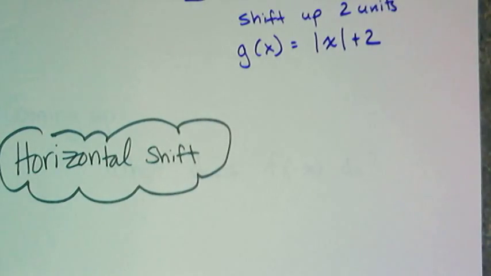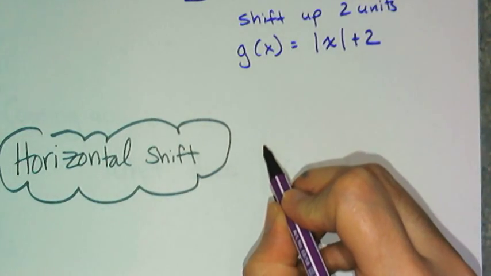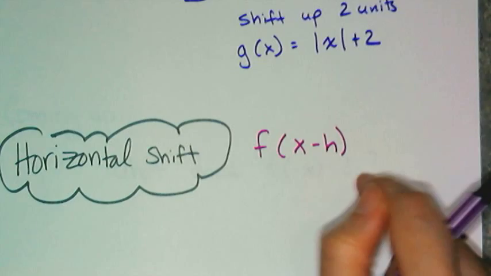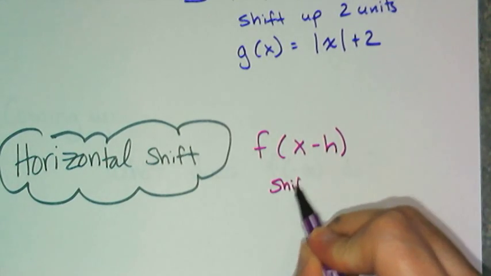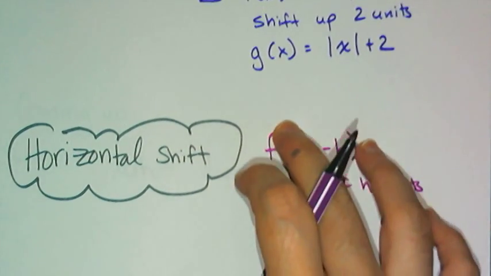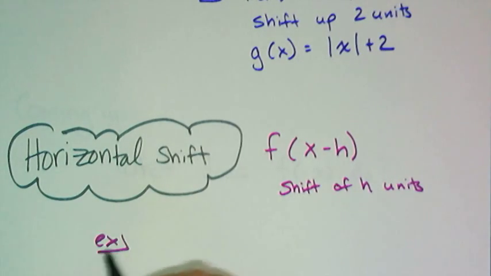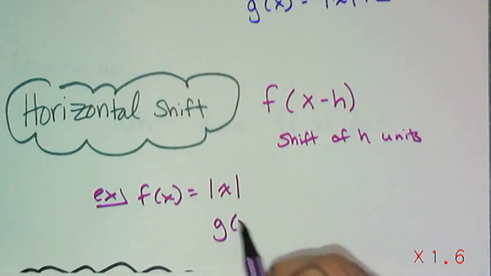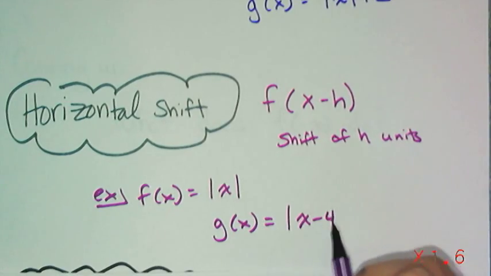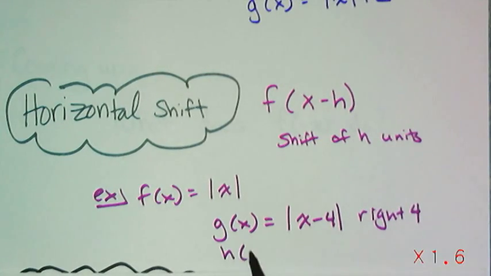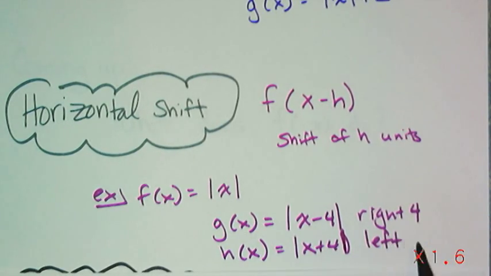So the horizontal shift is done within the function rule. Inside f of x, you have to subtract off whatever value you want. And so this means a shift of h units. It's good to show both the positive and negative example in this case. So if f of x is equal, once again, to the absolute value of x, g of x being the absolute value of x minus 4 is, remember, to the right 4, and h of x being the absolute value of x plus 4 means to the left 4.